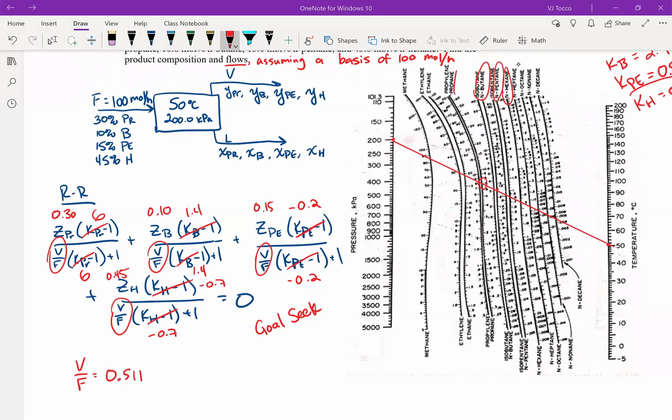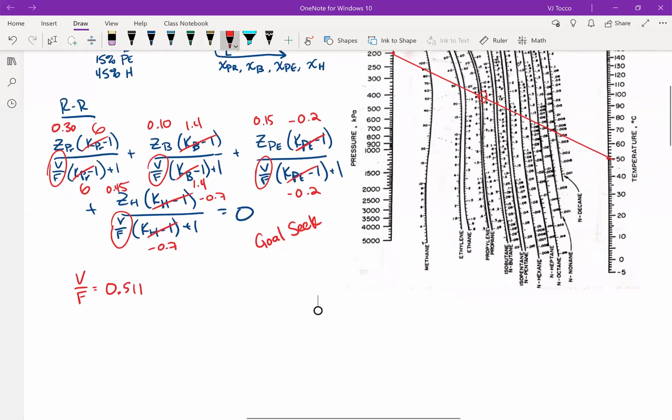Now that V over F is solved, I can plug that in, and I can solve for V and L. So V over F is 0.511 and F is 100 moles. Then V is going to be 51.1 moles per hour. And L is going to be 48.9 moles per hour. And now what I can do is plug back in for my X values.